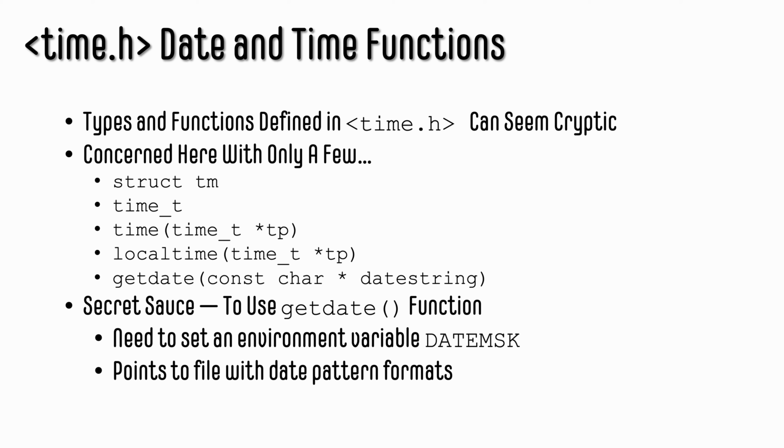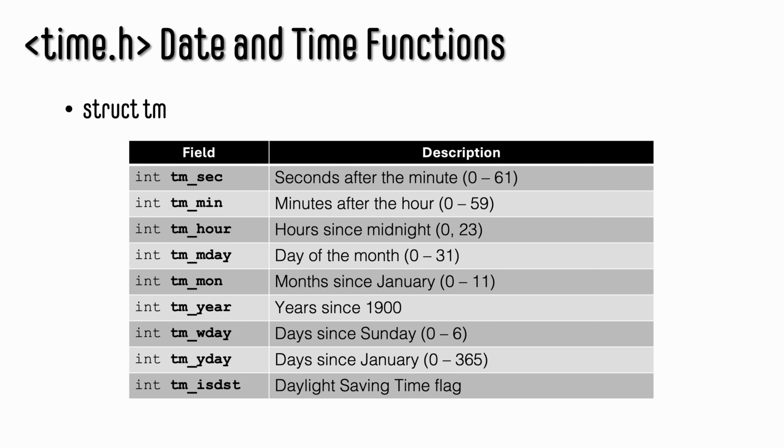So let's talk a little bit more about the struct tm, the time structure. The struct tm is a structure and it contains several fields. tm_sec is seconds after the minute. tm_min is minutes after the hour. tm_hour is hours since midnight. tm_mday is the day of the month, and tm_mon is months since January.